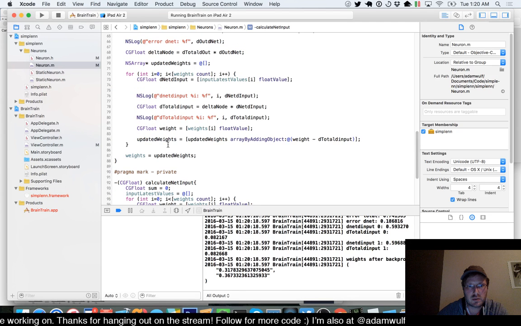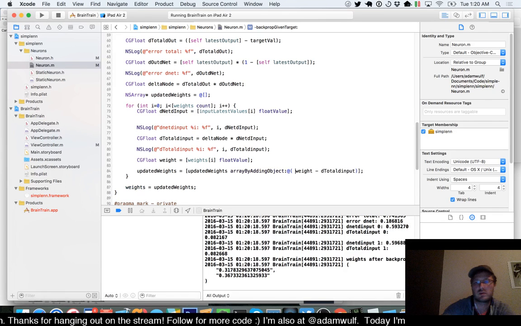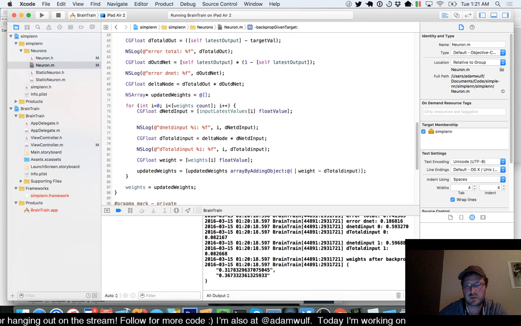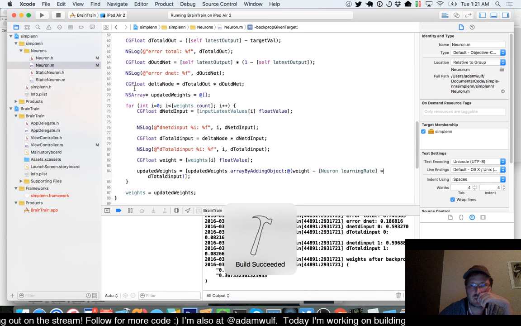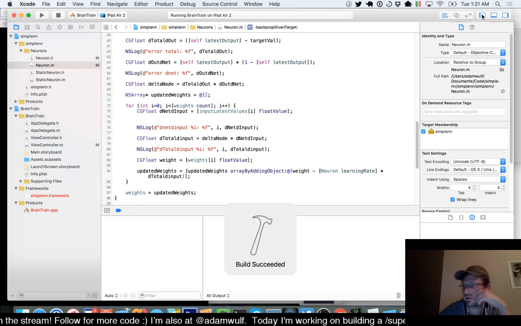So then here, our updated weight is going to be neuron learning weight times, oops, sorry, I was in the wrong place. Here we go. Now we should have the correct values, right?